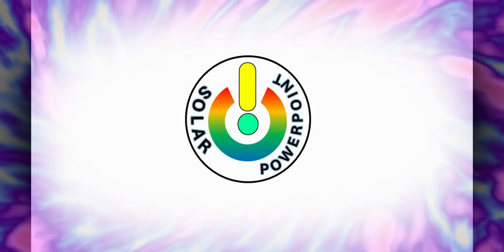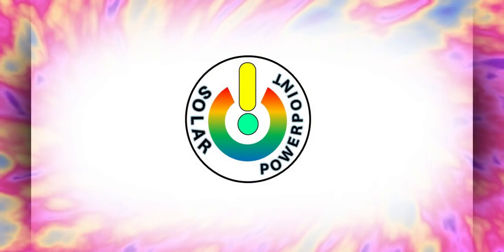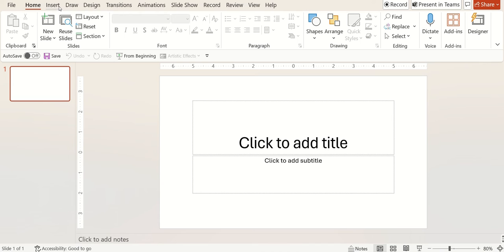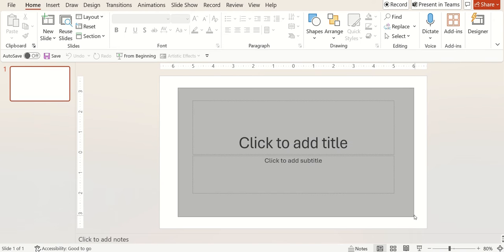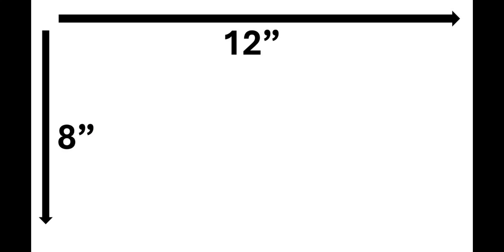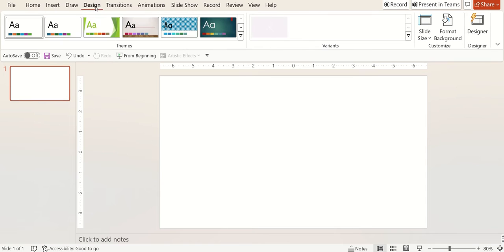In this video, we are going to see how we can generate passport size photos and template using PowerPoint. Welcome to PowerPoint Solar tutorial. So for this, you need to just open the PowerPoint and delete whatever stuff's on there, and then you need to create a 12 by 8 inch photo frame.